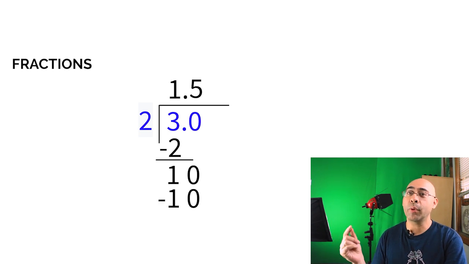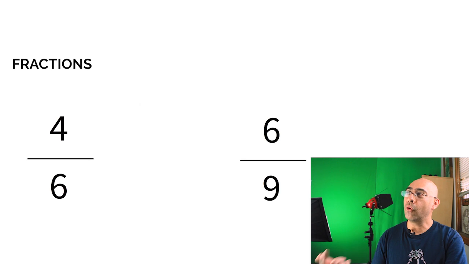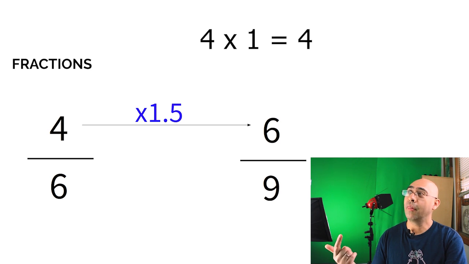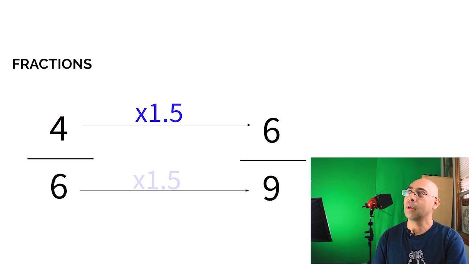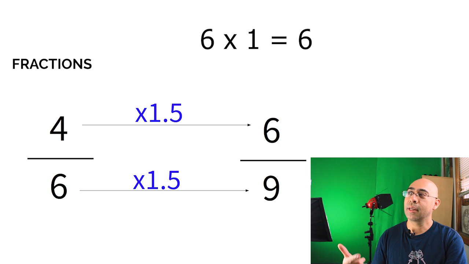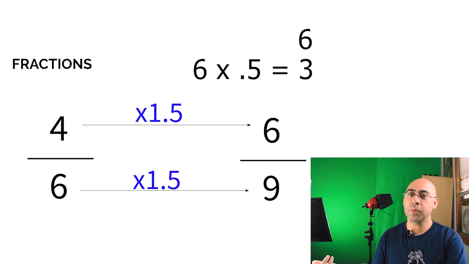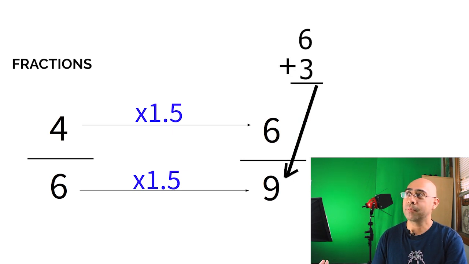So basically, if I want to turn a 4/6 into a 6/9, I have to multiply the top and bottom by 1.5. So 4 times 1.5 is 6, and if you want to double check, there are a couple ways you could do it. 4 times 1 is 4, and then 4 times a half, or half of 4, is 2. So 4 plus 2 is 6. Do the same thing to the bottom. 6 times 1 is 6, half of 6 is 3, 6 plus 3 is 9. It does work out.